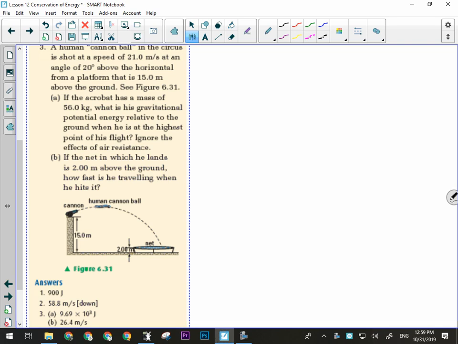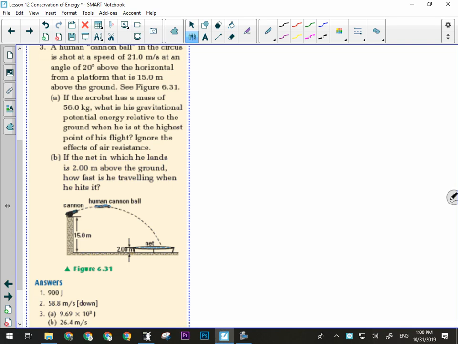Because at the very beginning, I know he's moving at 21 meters per second. I know he's 15 meters off the ground. I could easily go mgh plus 1/2 mv squared and know his mechanical energy. In fact, that's what B is. We'll need that for B as well. For part A, the two ways are to find his total height and use that to find his potential energy, or to find his kinetic energy at this point and subtract it from the mechanical. Either way will get me the potential energy. Everyone all right with that?